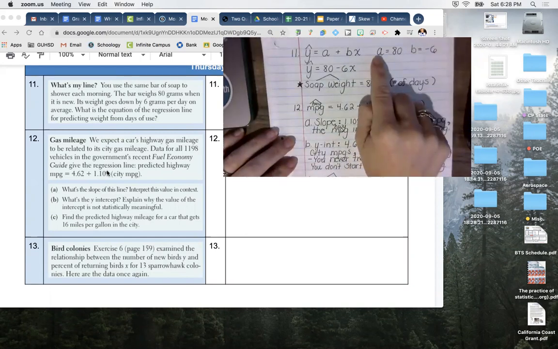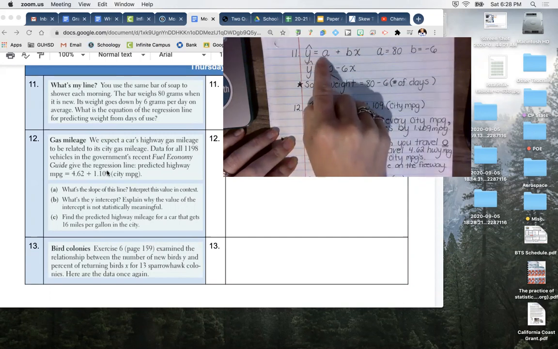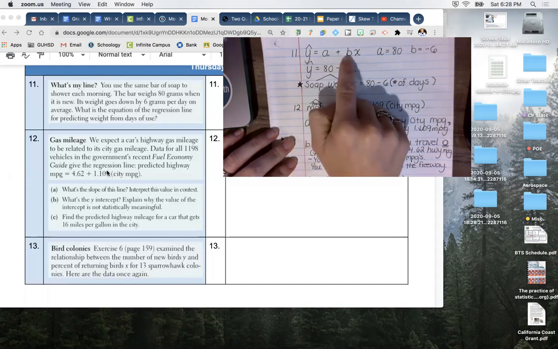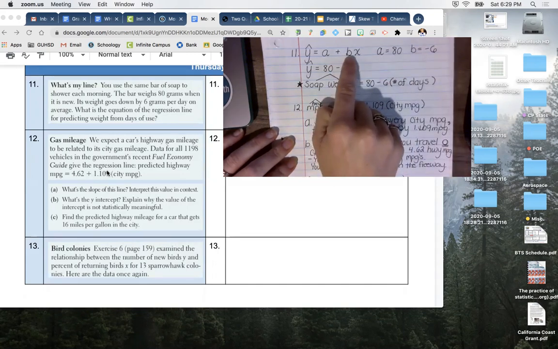So in this one, my starting value is 80 grams. Remember our equation is y equals a, which is the starting value, plus my slope times x. In this case, my slope is -6. It's going down by 6 grams per day.